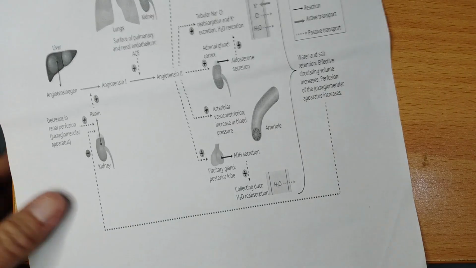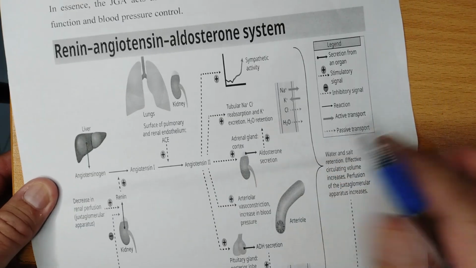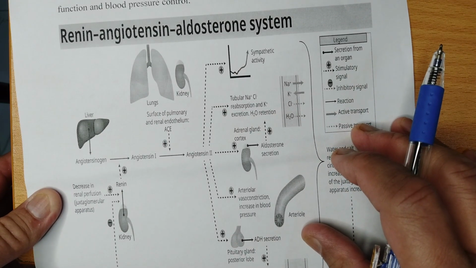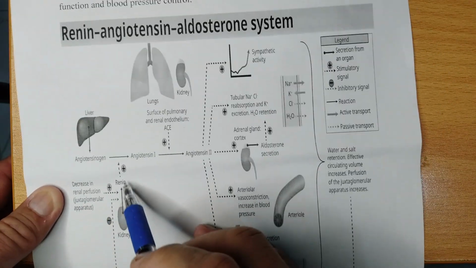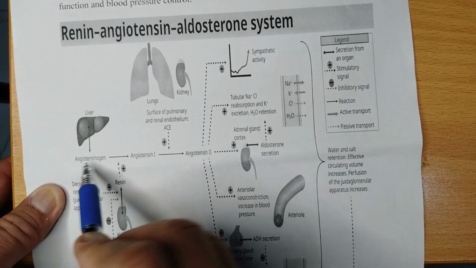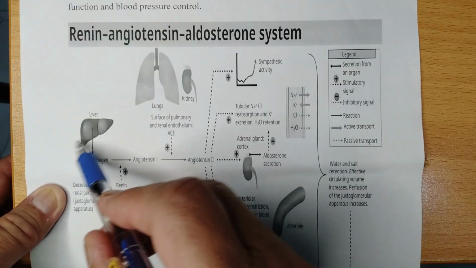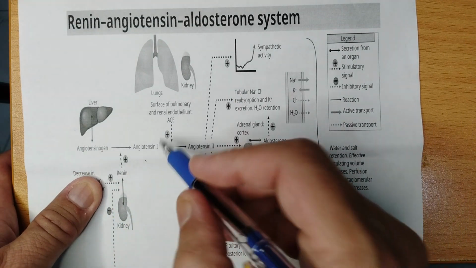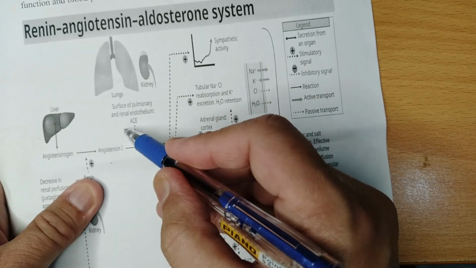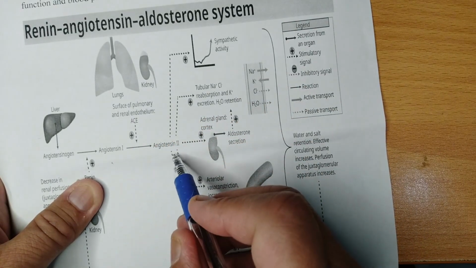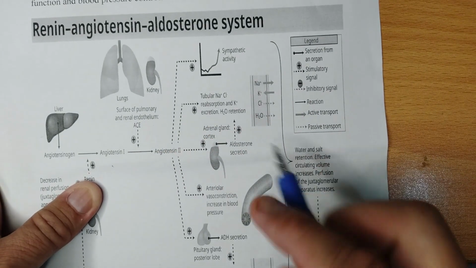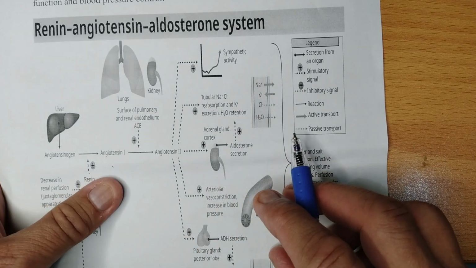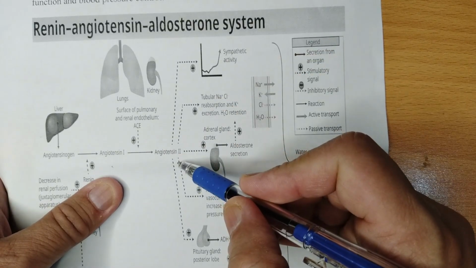You can see in this diagram, another beautiful diagram, the renin-angiotensin-aldosterone system. Renin is produced by the JG cells, and it is an enzyme which acts on a protein, angiotensinogen, which is produced in the liver, and converts it into angiotensin 1. Angiotensin 1 is again acted upon by angiotensin converting enzyme and converted into angiotensin 2. Angiotensin 2 is then released into circulation. Angiotensin 2 has important effects.